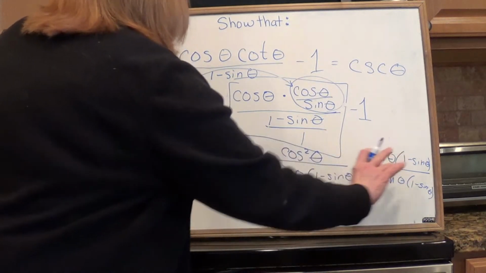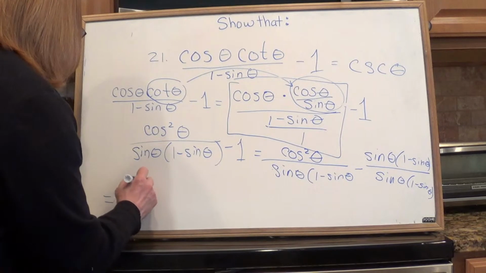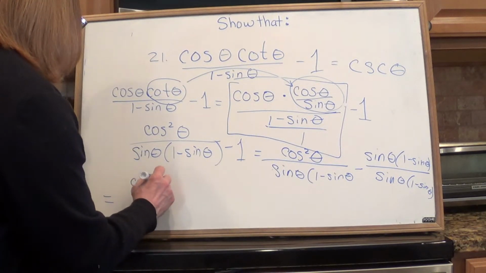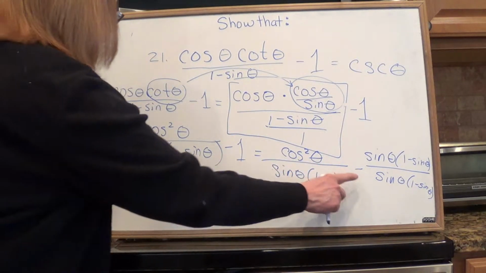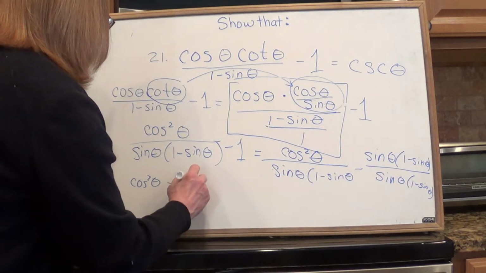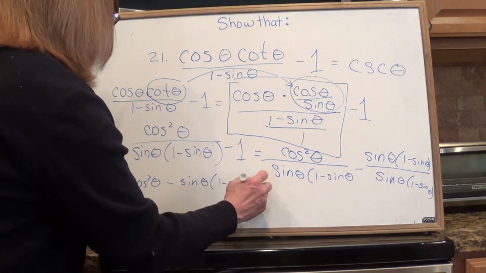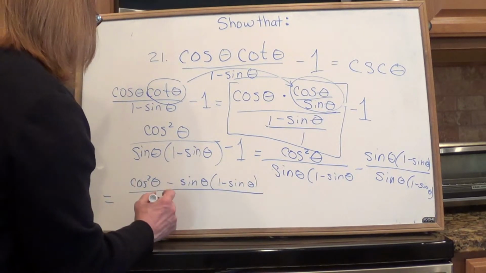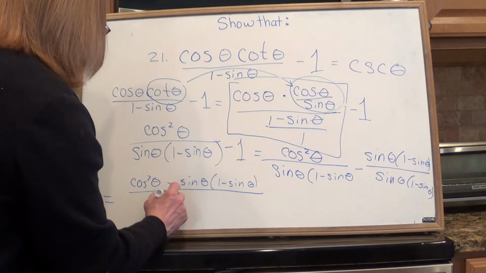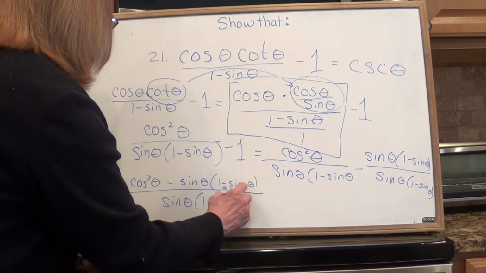So this equals cosine squared minus, now this top, sine theta times 1 minus sine theta, all over the common denominator, sine theta times 1 minus sine theta.